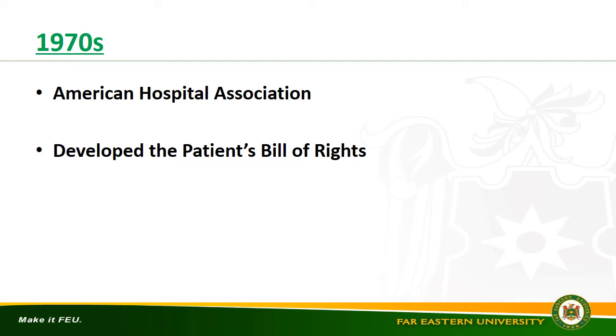In 1970, the American Hospital Association developed the Patient Bill of Rights, which has been adopted by hospitals nationwide. This Patient Bill of Rights is established as a guideline to ensure the patient receives complete and current information concerning their diagnosis, treatment, and prognosis in terms that they can reasonably be expected to understand.